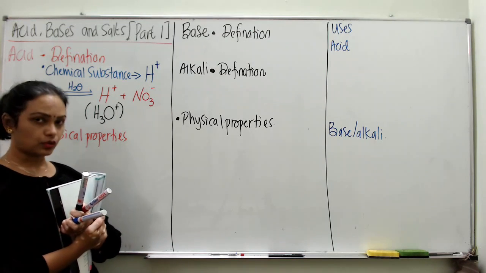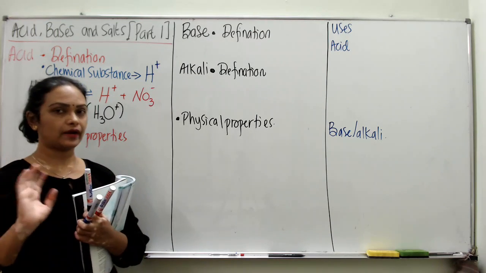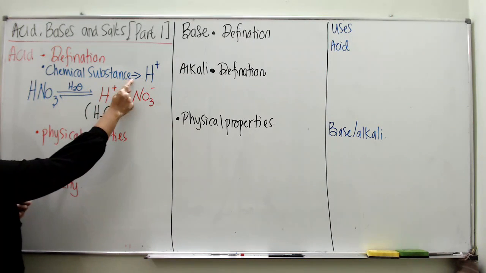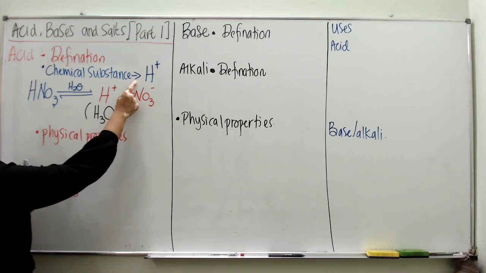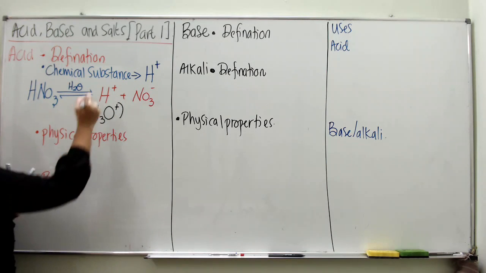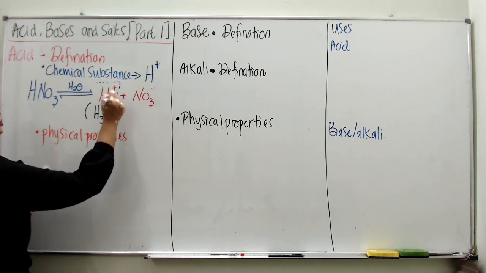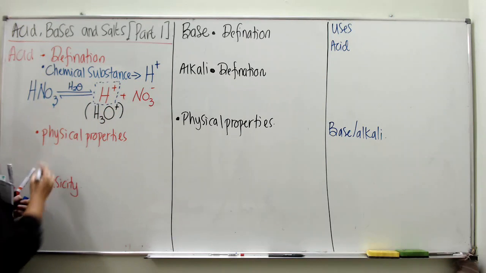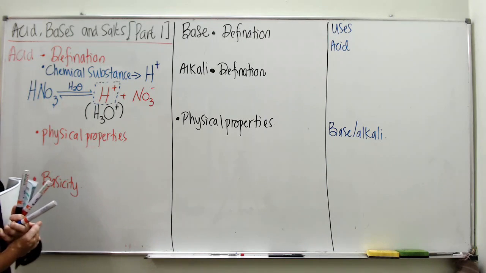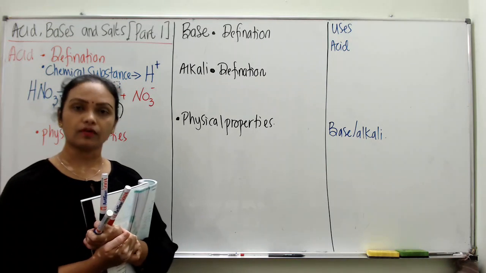But it's okay, you don't need to mention the word hydroxonium. Just say acid is a chemical substance which ionizes or dissolves in water to produce hydrogen ion. In fact, this hydrogen ion is responsible for showing the properties of acid. Now let's go to the physical properties. What are the physical properties of acid?